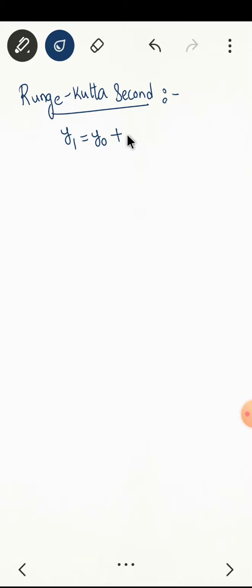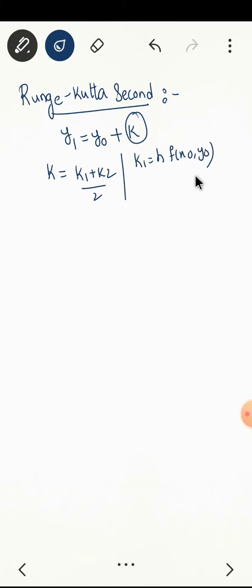So y1 is equal to y0 plus k. Then k we call the increment. So k is equal to (k1 plus k2) by 2. Again, k1 is equal to what? h into f of (x0, y0), and k2 is equal to h into f of (x0 plus h, y0 plus k1). After finding this, you might be given x0 and y0 as initial conditions, and you will be given the h value. Then from this you can frame k, and if you substitute k and you know y0, you will get y1. That is the procedure for the Runge-Kutta second order method.